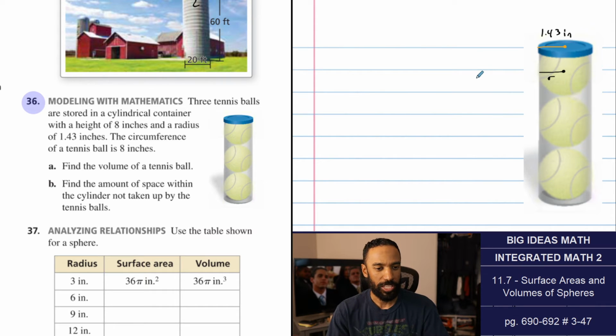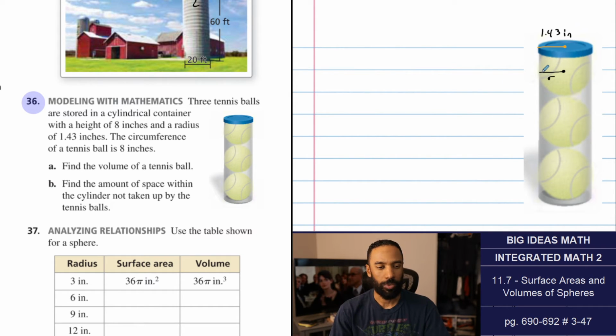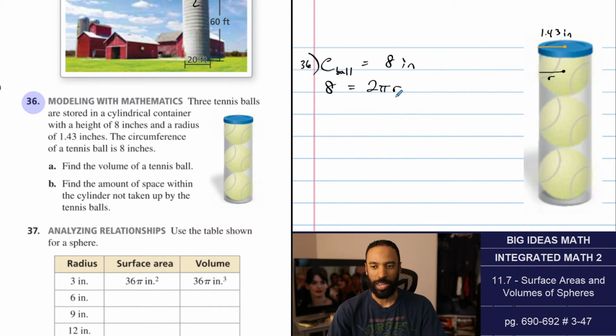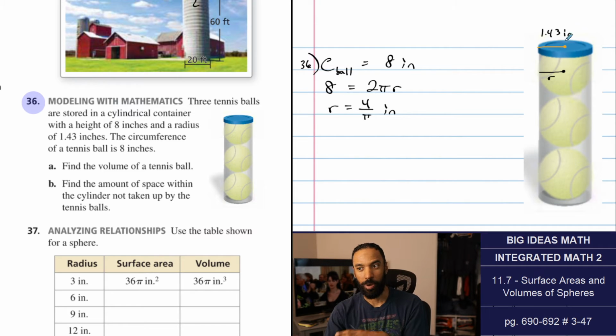So when it comes to the tennis balls themselves, all we need is the circumference part. So the circumference, what number is this, 36? The circumference of the ball is 8. 8 is the same as 2 pi times the tennis ball's radius. You divide by 2 pi, you get a radius of 4 over pi inches. That's the radius of the tennis ball.